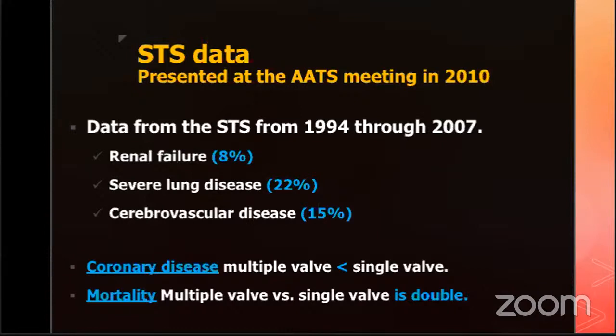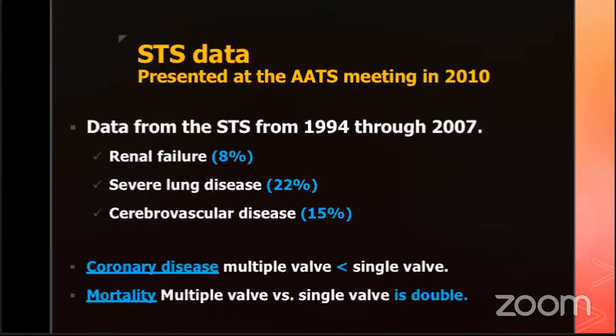disease of 15%. Although concomitant coronary disease is becoming more prevalent overall, patients with multiple valve disease had less coronary disease than patients with single valve disease. Regardless of the combination of valves, patients with multiple valve disease had unadjusted mortality rates that were twice as high as for patients with single valve disease. So any additive valve is an additive overall risk to the procedure.